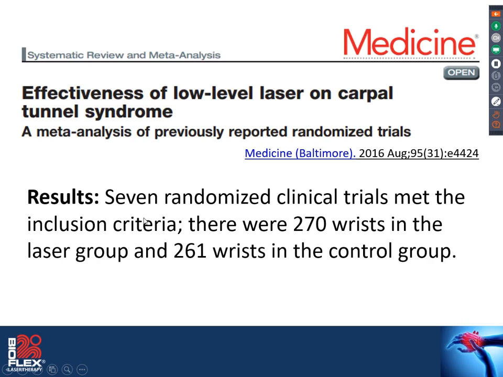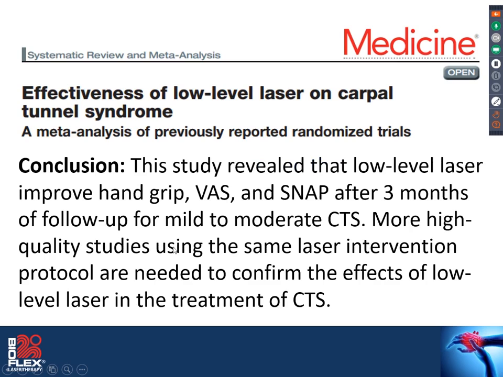This next paper was a systematic review. They looked at 7 randomized controlled trials. So remember, a systematic review is a lot more powerful than just one single randomized clinical trial. Overall, there were 270 wrists that were treated with laser, 261 in control groups over these 7 trials.